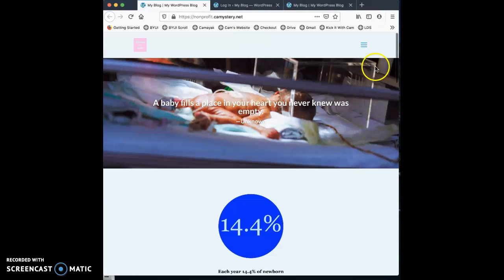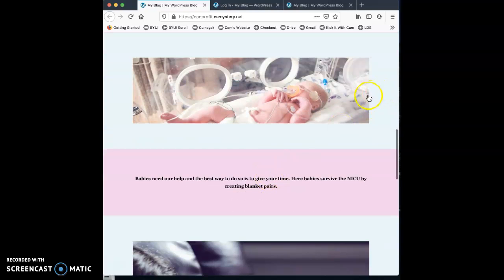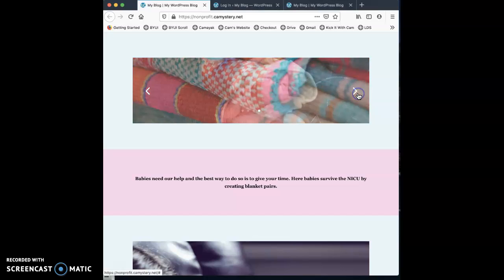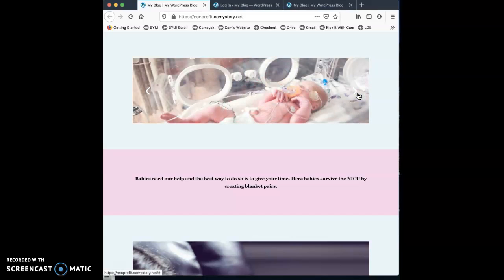After the About Us, we then have the gallery. And in here in the gallery, we can find that there are different pictures that show what the blankets will become, and we strive for a goal of the bonding of the baby and the mother.